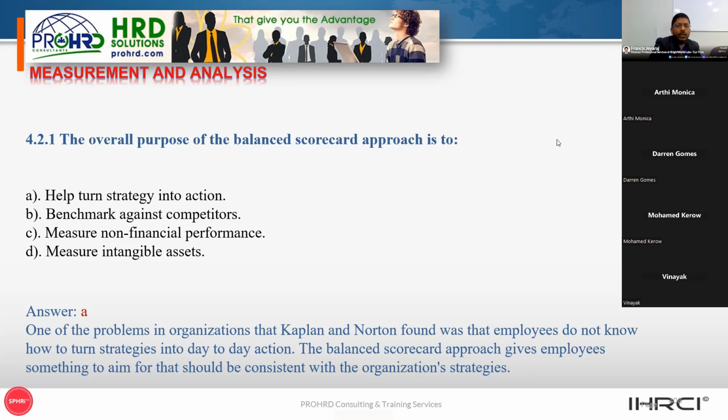One of the problems in organizations that Kaplan and Norton, the pioneers who worked on this, introduced this concept for, was that they found employees do not know how to turn the strategy into day-to-day action. The balanced scorecard approach gives the employees something to aim for that should be consistent with the organization's strategy. Understood? If you understood this paragraph, then you are very good, good to go. The balanced scorecard approach gives the employees something to aim for that should be consistent with the organization's strategy.